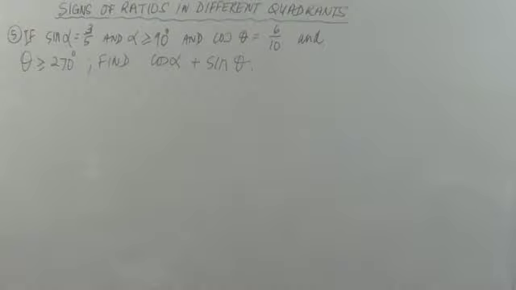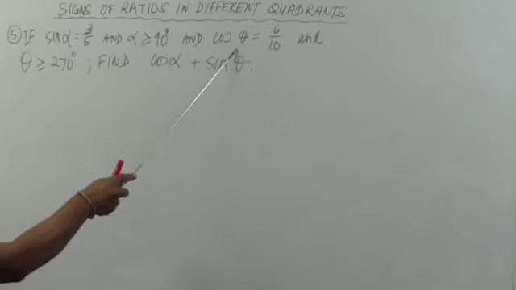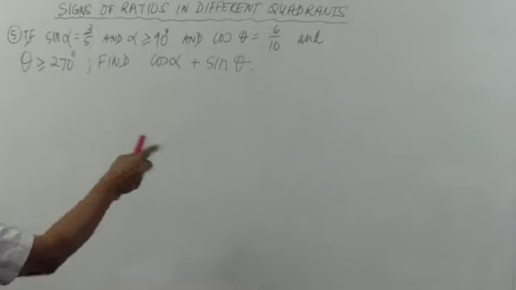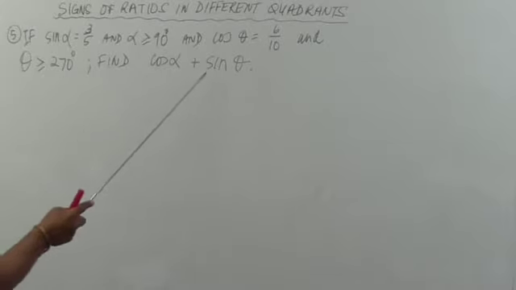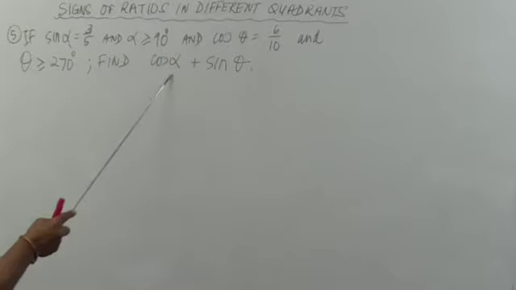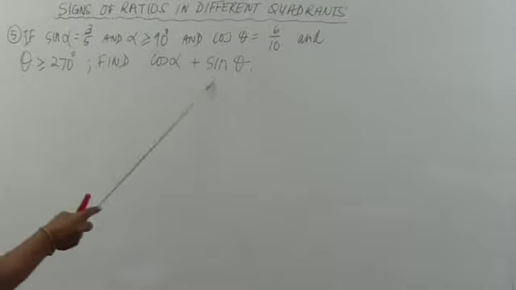Ready. Right, number 5. If sine alpha is equal to 3/5 and alpha is greater than or equal to 90 and cos theta is equal to 6/10 and theta is greater than or equal to 270, find cos alpha plus sine alpha. Cos alpha plus sine theta. Now there's two different angles here, firstly, and there's two restrictions. So let's just underline this.